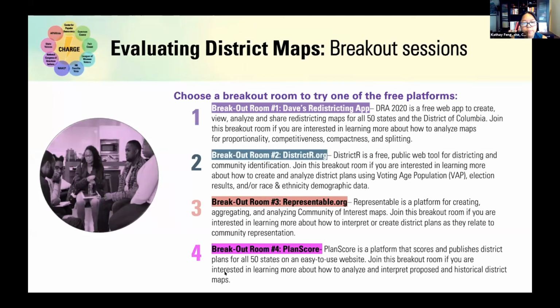Representable is built to take the community of interest maps and overlay the proposed districts to see how the COI maps compare to what the proposed maps are, as is Districtr. And then PlanScore is really designed to evaluate primarily how a map is doing in terms of partisan fairness, though they do have other ways to analyze maps.